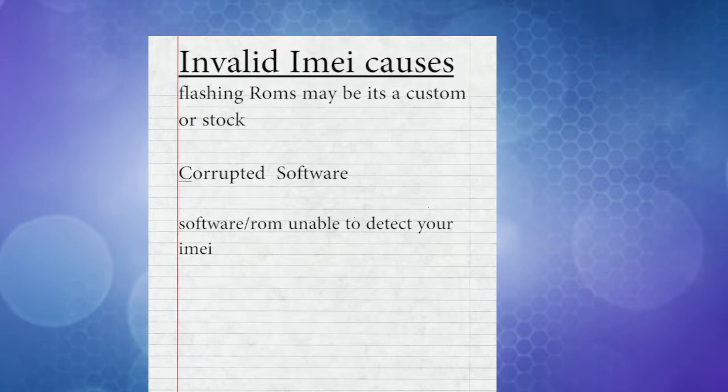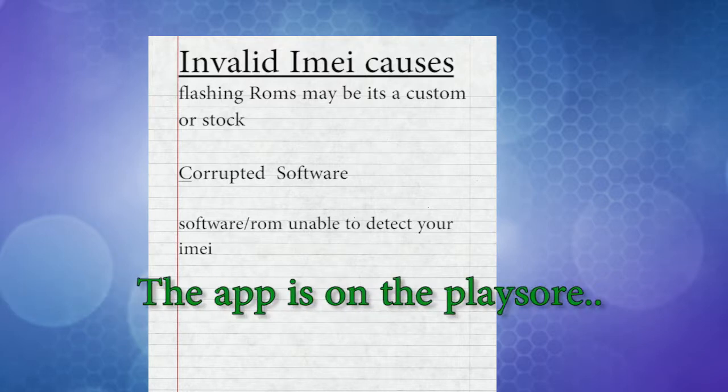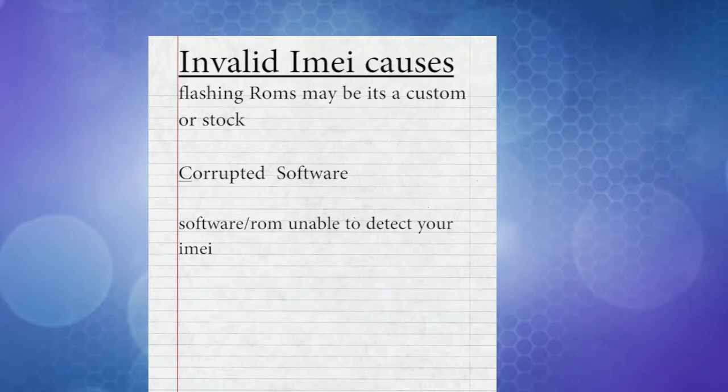So what's the fix? Let's get to the fix. The fix is simply installing an app from the Play Store. So I'll guide you through installing the app. As of this recording, that app is on the Play Store. If it's not, a link to it will be in the description. Once you get it, all you simply do is launch the app, give it root permission, and basically generate an IMEI number and basically install it. It's as simple as that.